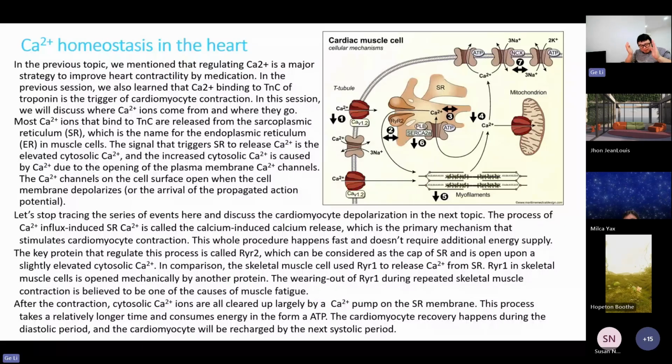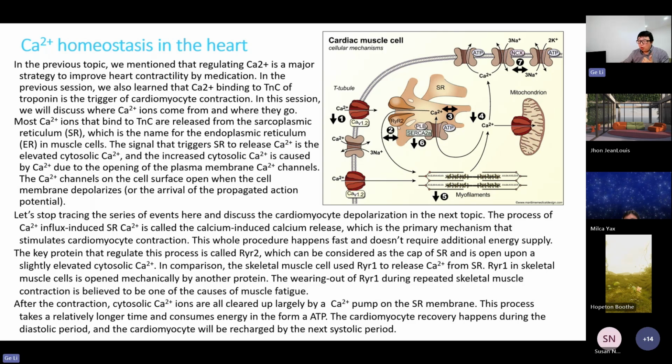All right, so now our story keeps going upward. Now we know it is the calcium ion that activates the troponin. And then what kind of factors tell the SR to release the calcium? This is the cap of the calcium.